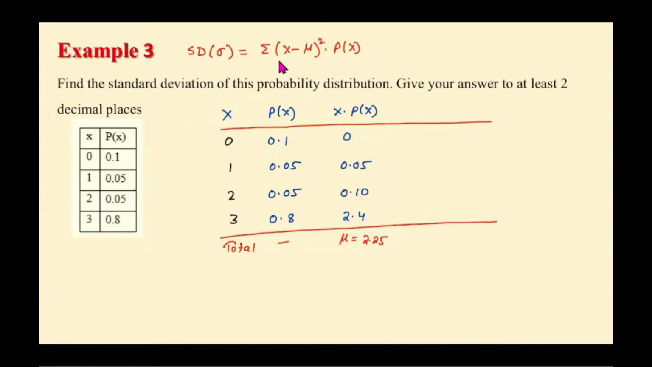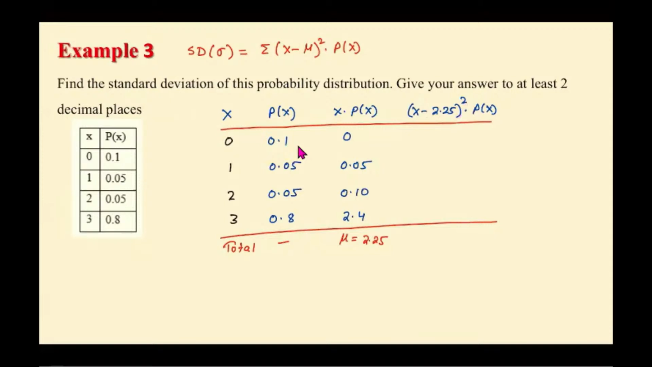In the next column, we need to find x minus the mean. The mean is 2.25. Then square that and multiply with p of x. What I mean by that is, for the first one, in place of x we plug in 0. 0 minus 2.25 squared times p of x, where p of x is 0.1.